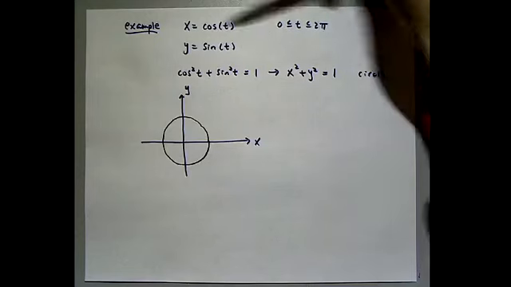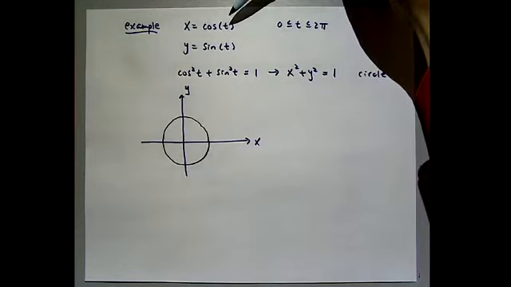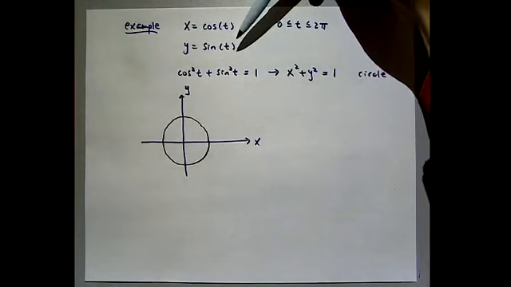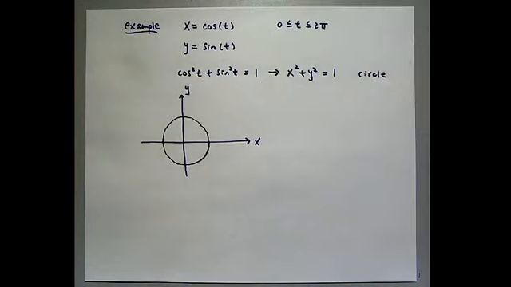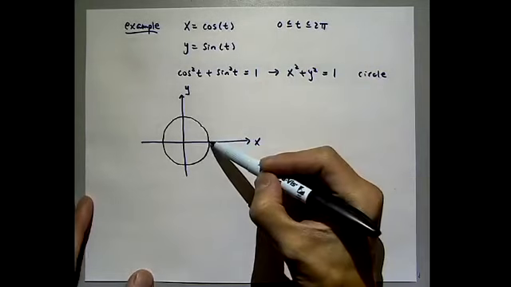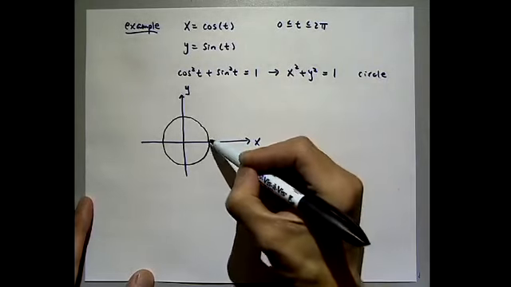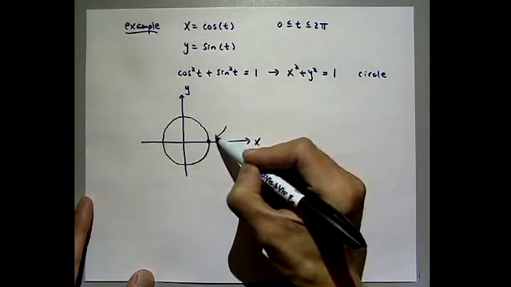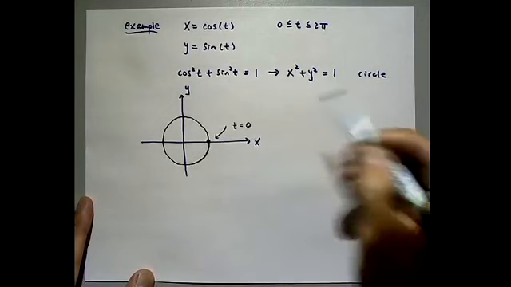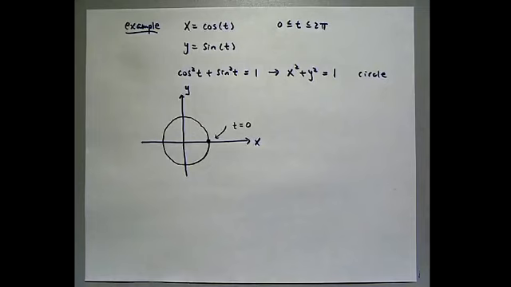T is 0, so cosine of 0 is what? 1. And sine of 0 is 0. So where am I? Here, right? So here's where we start. Okay, now we know we go around the circle. Which direction are we traveling in? Counterclockwise. And how do we know that?